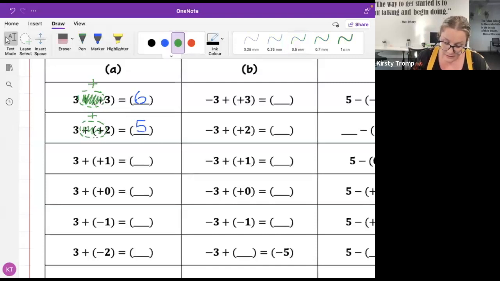Okay. I've got a positive sign and a positive sign right next to each other. I'm going to let you do those two together by yourselves. So 3 plus positive 1 and 3 plus 0.